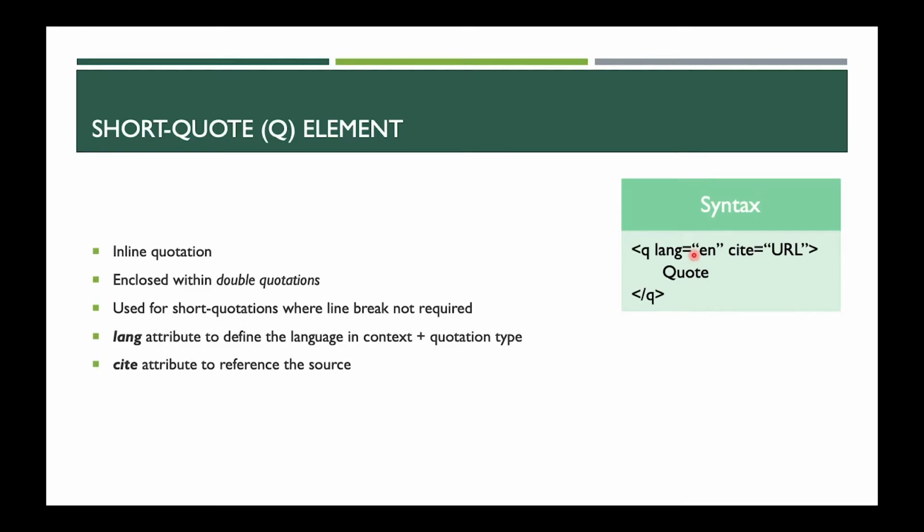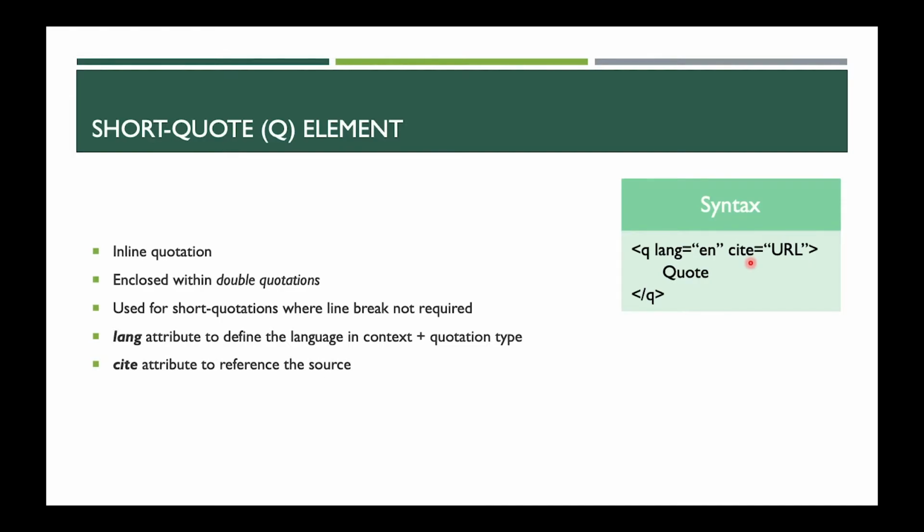So to allow the browser to actually understand what type of double quotation marks to surround our quote with, we have to use the lang attribute. The lang attribute, which is the language attribute, tells the browser whether the text that we have within the q element is in English, Arabic, French, or any other language. That allows the browser to surround our text with the correct form of double quotation marks. So beside that, we have got the cite attribute.